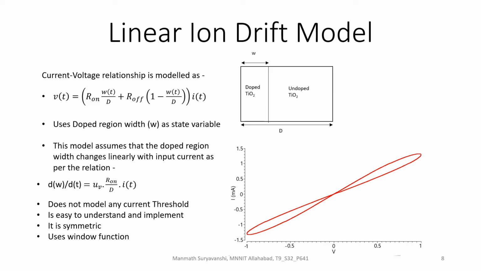Both of these properties of linear dependence and symmetric switching times are absent in a practical memristor. Therefore, this model is useful only in the cases where highly approximated behavior is needed and accuracy can be compromised.